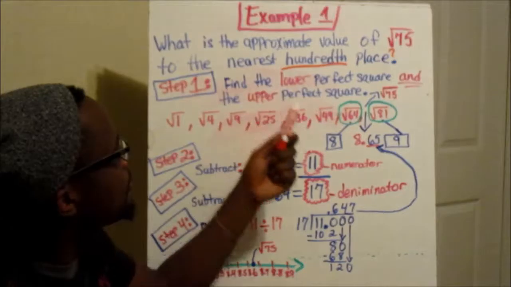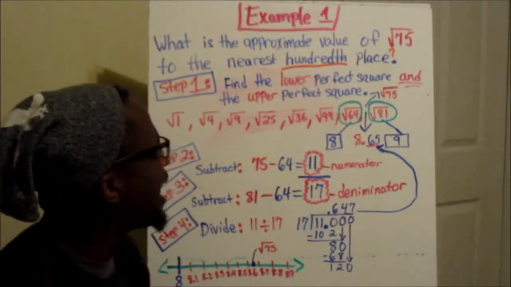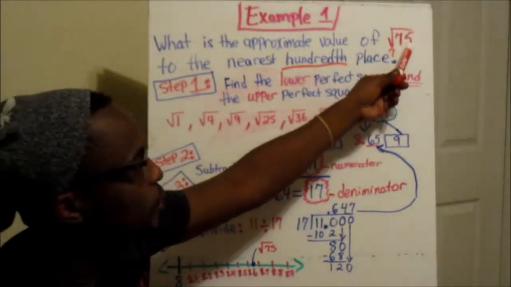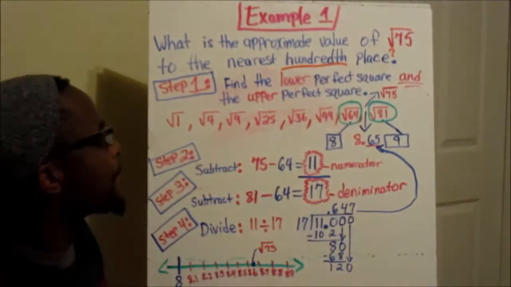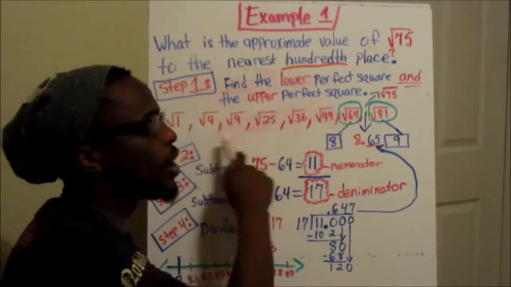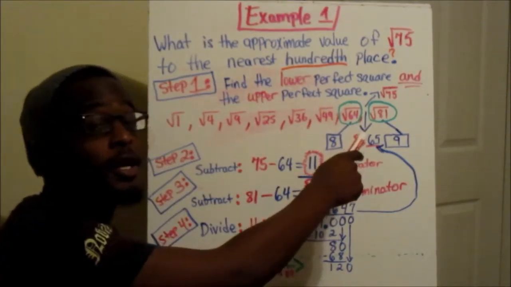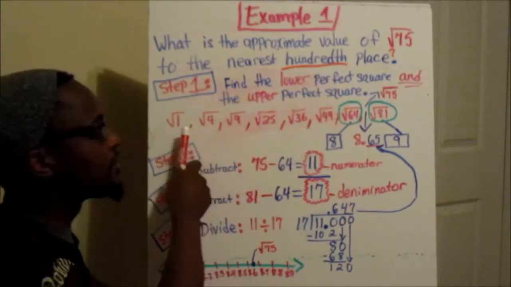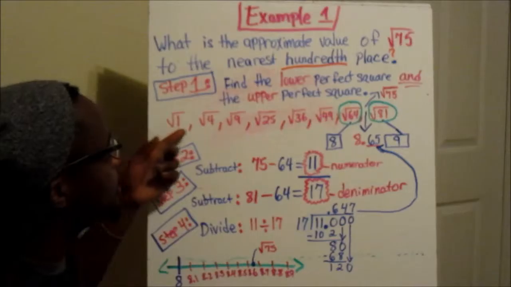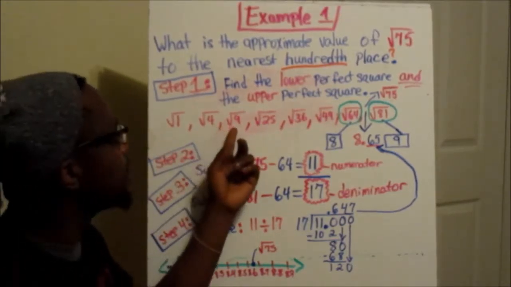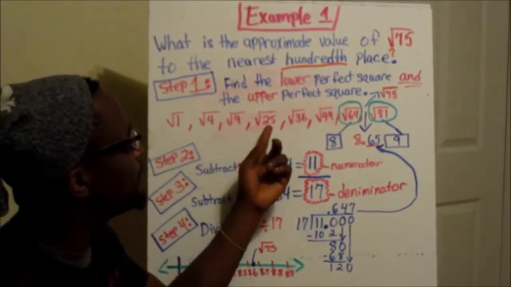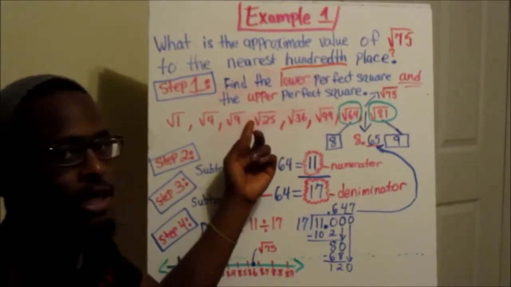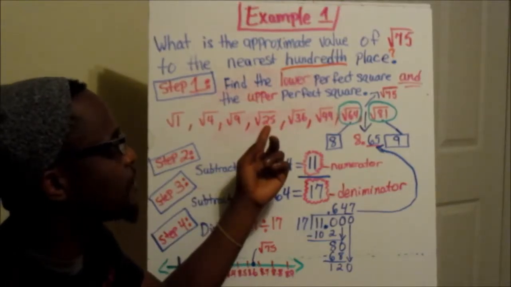Step one, find the lower perfect square and the upper perfect square in relationship to the one we're looking for, so the square root of 75. So what I did was I just listed out all of my perfect squares. All right, so the way you get your perfect squares, remember, we just square the number. So I start with 1. 1 times 1 is 1. 2 times 2 is 4. 3 times 3 is 9. I skipped 16, sorry about that, but 4 times 4 is 16. It should go here. 5 times 5 is 25.